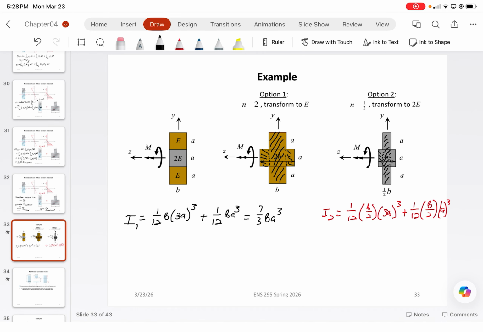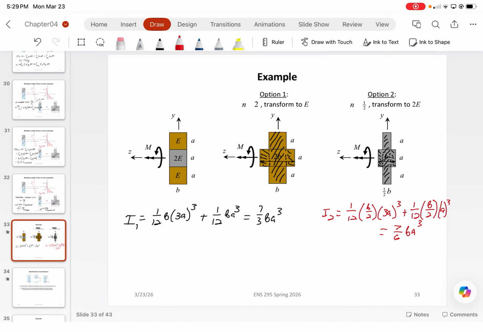You guys can use the tables if you want to just to validate this. I'm just kind of speeding through this because hopefully you guys should know how to do this, but you could solve it however you want. You should get the same answers regardless. And so those are the second moment areas of inertia that we end up getting. Oh, let me give you guys the final answer for this. This should just contract to 7 over 6 ba cubed.